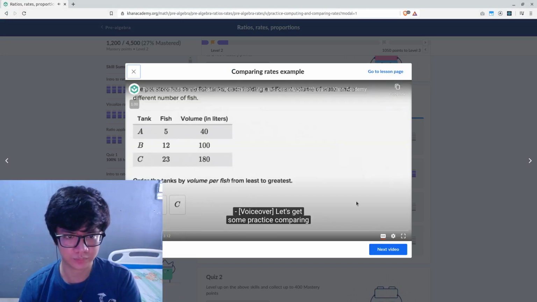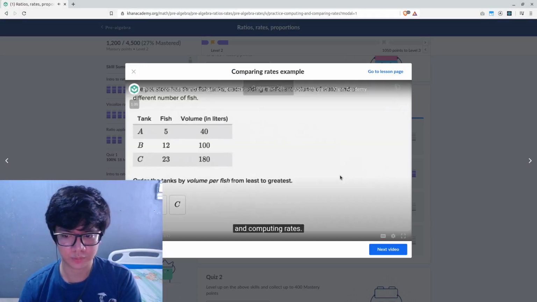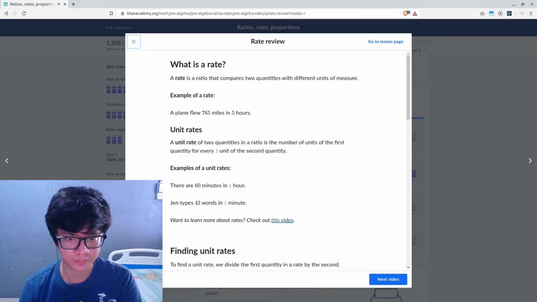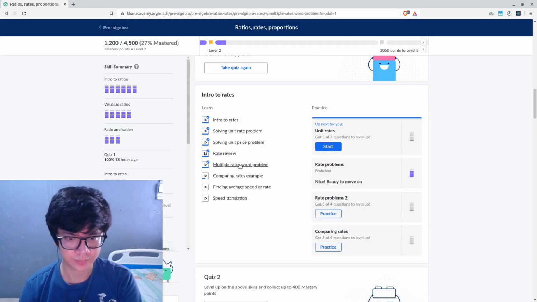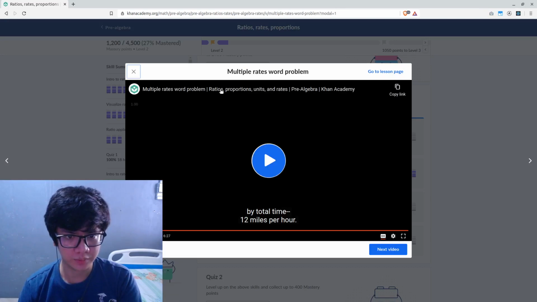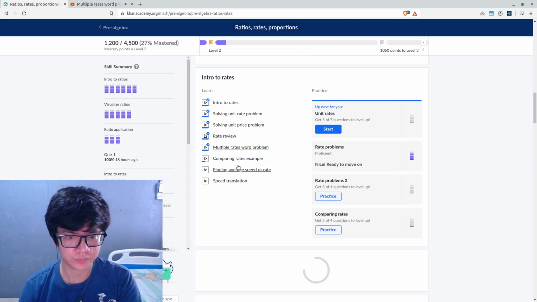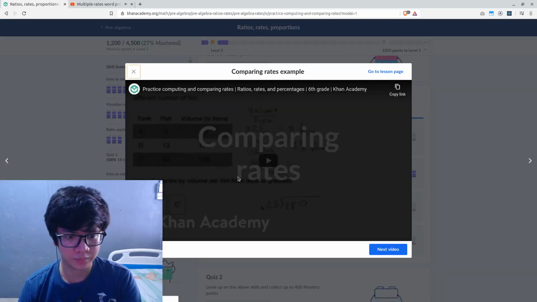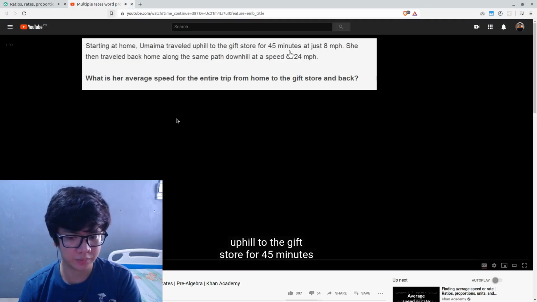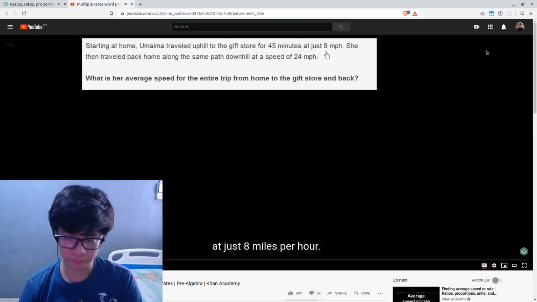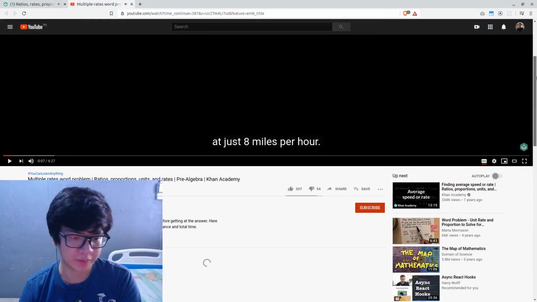Let's get some practice comparing and computing rates. Starting at home, Umama traveled uphill to the gift store for 45 minutes. So they tell us the pet store has 8 miles per hour. This is significantly much harder than the previous ones.